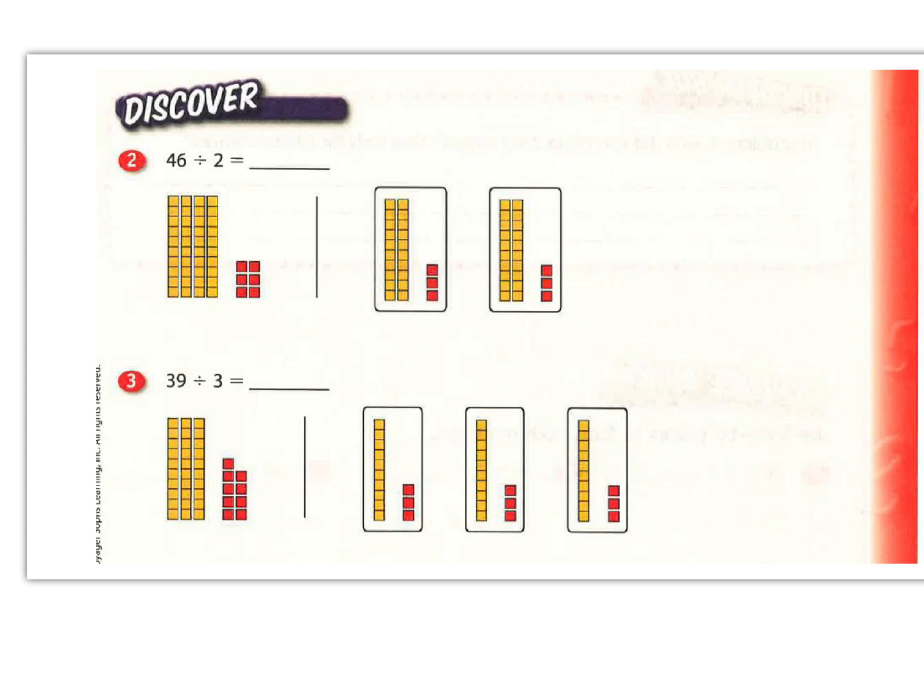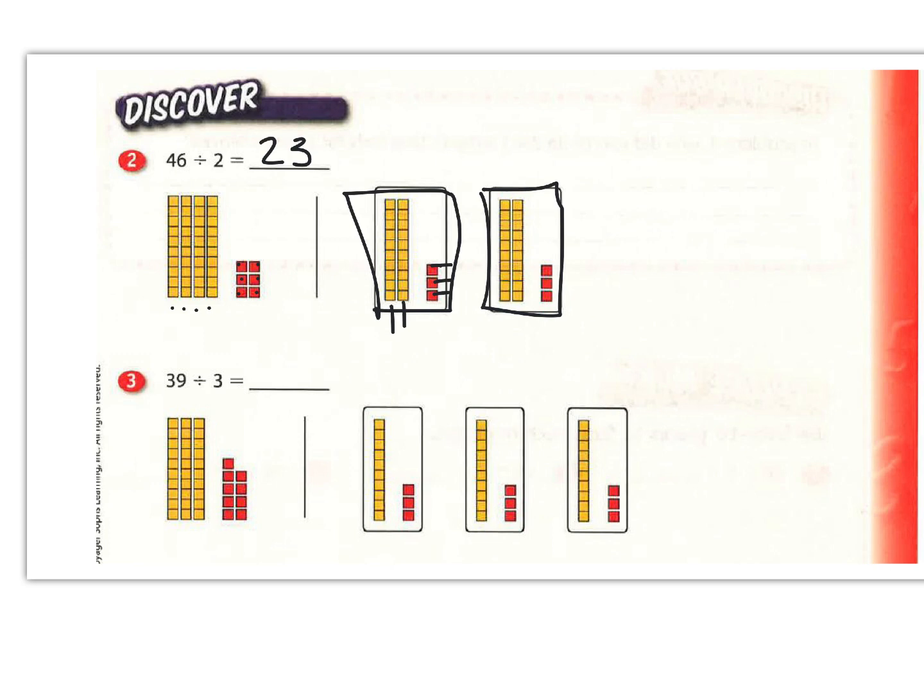All right, if we have 46 divided by 2, we have 10, 20, 30, 40. There's 4 base 10 pieces. And then there's 1, 2, 3, 4, 5, 6 ones. Well, to divide it in 2, you make 2 groups, just like they did here, and then divide the pieces evenly. And you can see that there are 10, 20, 21, 22, 23. So very easy to see visually.